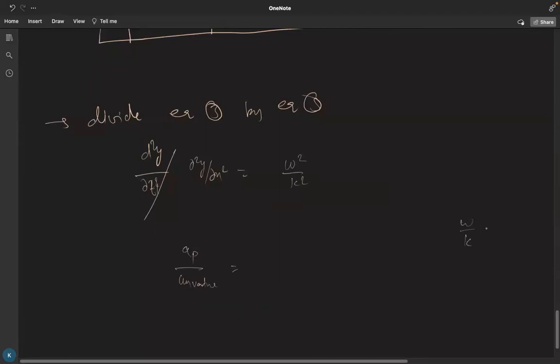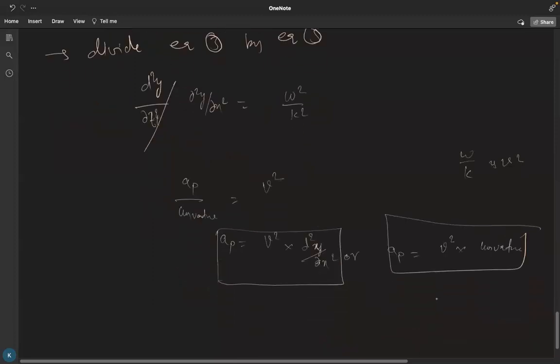Omega by k is nothing but our v, because we all know that k is omega by v. So omega square by k square is the velocity of wave squared. So here we get another equation, which is v square times del square y by del x square. Or you can also write it as: acceleration of particle is equal to velocity of wave square into curvature.